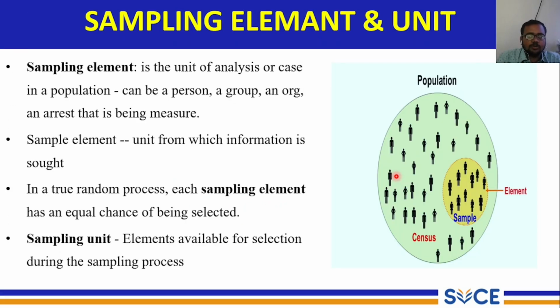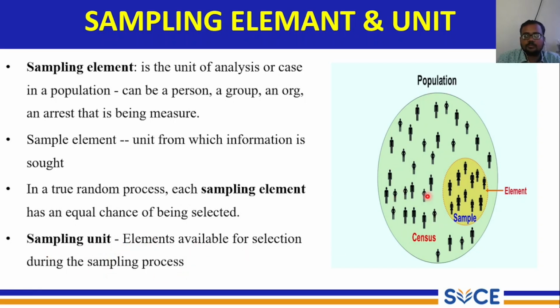So how do you take this sample? This is the entire set of population you could see. From that you take a set that is called a sample, and from that sample each representative is called the sampling element. A sampling element is a unit of analysis or case which can be a person, a group, or some organization which is being measured. The sampling unit refers to the elements which are available for selection during the sampling process.